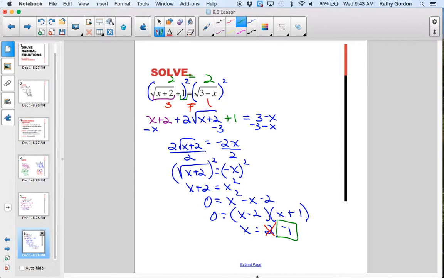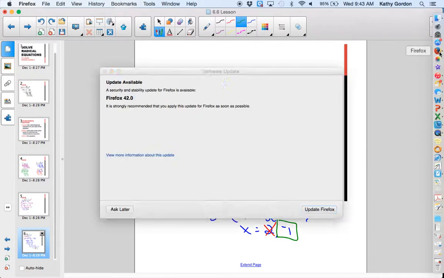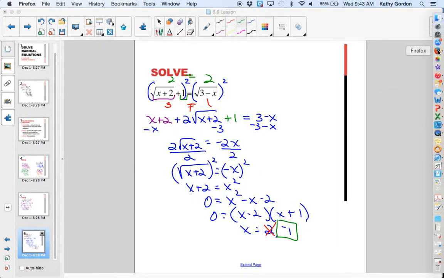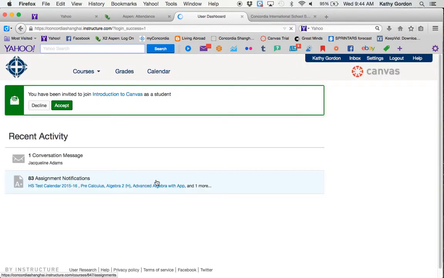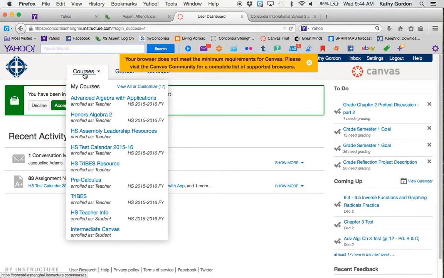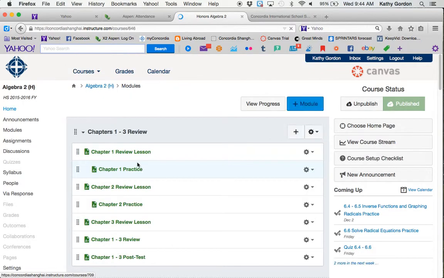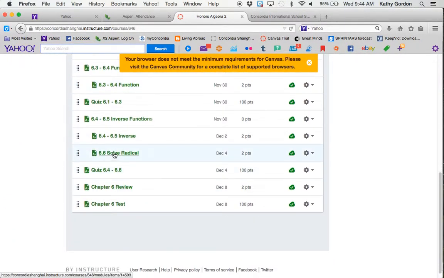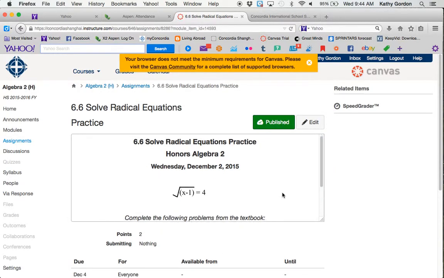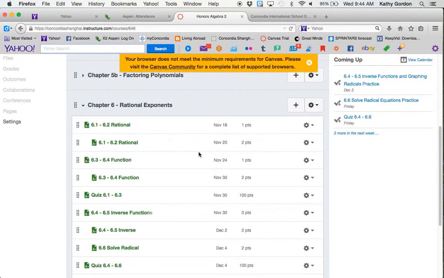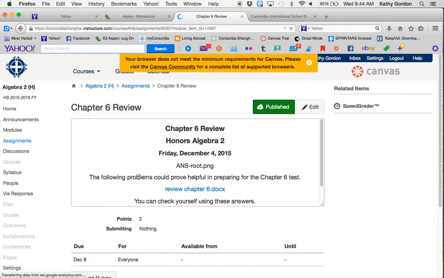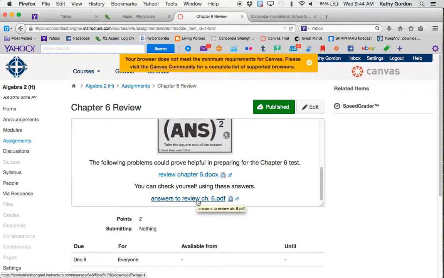When you go to Canvas, you should see both. I suppose I should check this myself. I think it's up here. You should see both the assignment for 6-6. Canvas, right there. Algebra 2. All right, so we've got 6-6 homework right there. And then we've also got the Chapter 6 review right there, which has review problems and answers that you can work on.